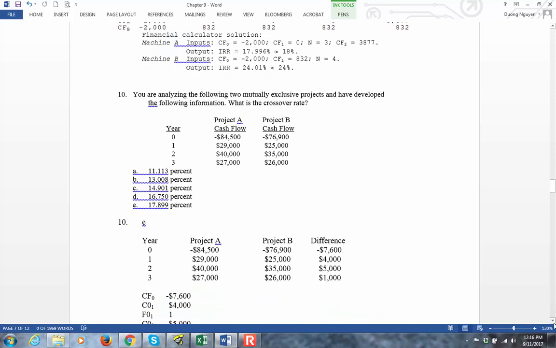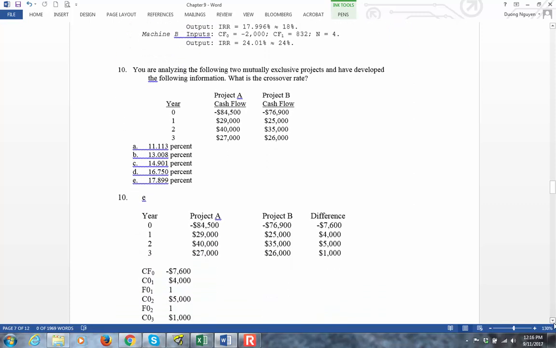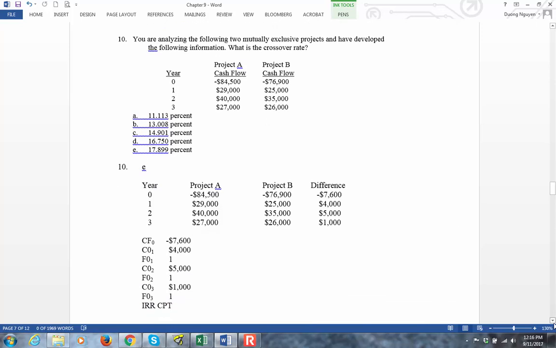Number 10, what is the crossover rate? What is a crossover rate? It is a rate at which the NPV profile of A crosses the NPV profile of B. Or to put it more simply, it is a rate at which NPV of A equals NPV of B. So how do we find the crossover rate?